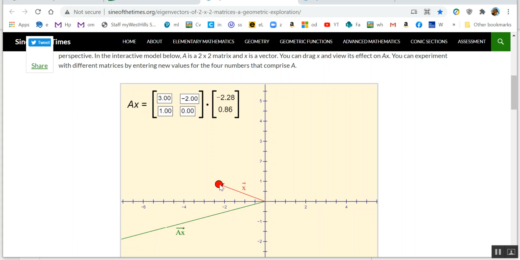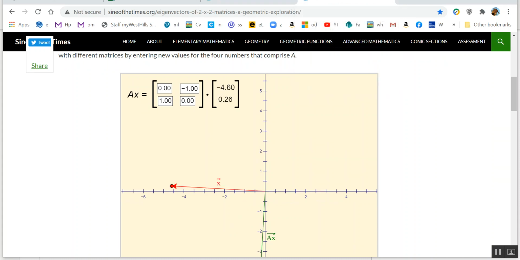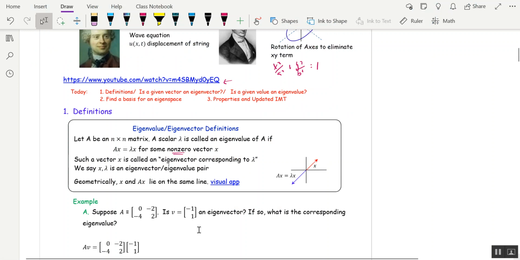We'll see on the next page, while I'm here, that some matrices do not have any real eigenvectors. For example, the matrix that rotates 90 degrees about the origin. Ax equals lambda x: x and Ax will never line up on the same line because A rotates x by 90 degrees. So it just chases around the circle there and they never line up. They do, by the way, have complex eigenvectors and eigenvalues, but that's for another course. All right, back to our lecture notes.